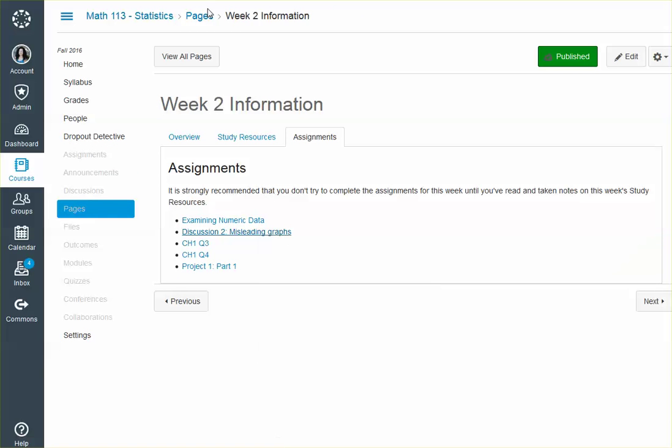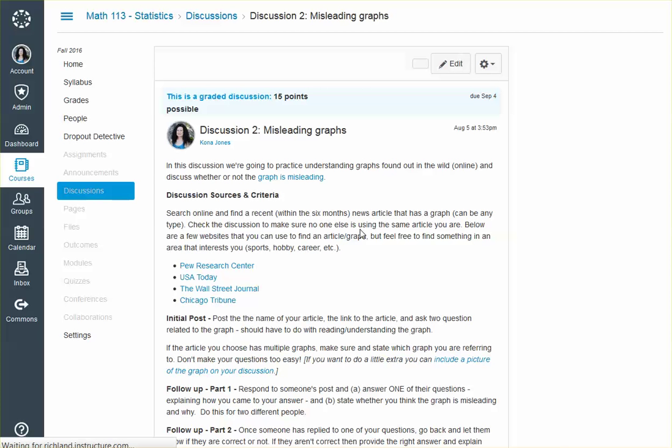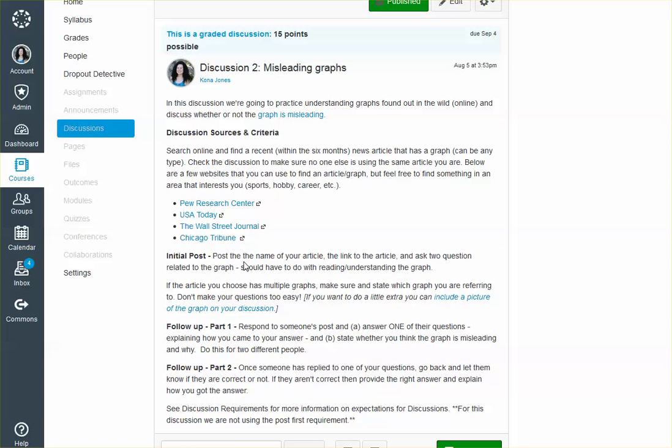Discussion 2 is misleading graphs. For here, you're going to actually be finding some misleading or potentially misleading graphs. So post the name of the article, the link to the article, and ask 2 questions related to your graph, and they should have something to do with the reading and understanding of the graph. If the article you choose has multiple graphs, make sure you state which graph you're referring to.